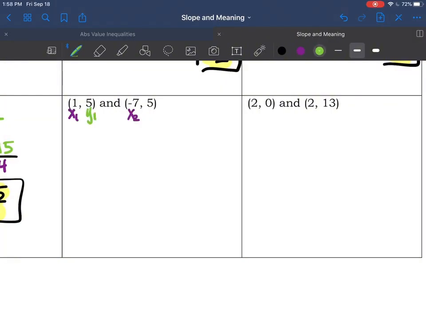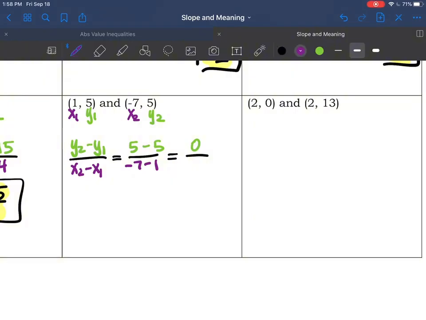x1, x2, y1, y2. Over x2 minus x1. So y2 is a 5, but so is y1. So you probably see something scary. x2 minus x1. 5 minus 5 is 0, and that always freaks a lot of people out. 0 is also a number, so don't be afraid of 0. -7 minus 1 puts us in debt 8. And so this simplifies. If you were to type 0 divided by -8, you would get 0 in your calculator. And that's okay. You can have a slope of 0.